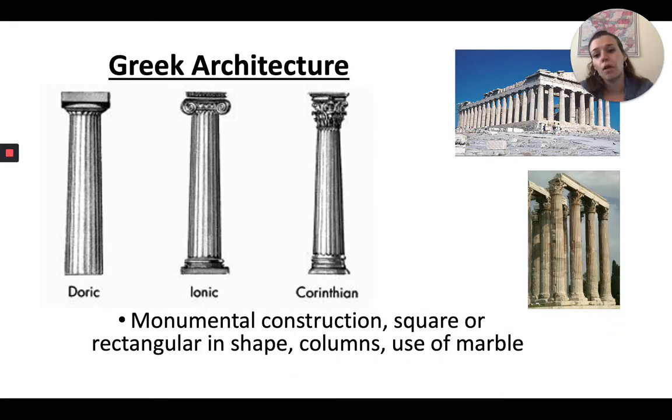So during this time as well, we see the height of Greek architecture. So this is going to include our different columns, Doric, Ionic, Corinthian. Take AP Art History, learn more about all of these things. We see that they're using this wealth to really build up their city.